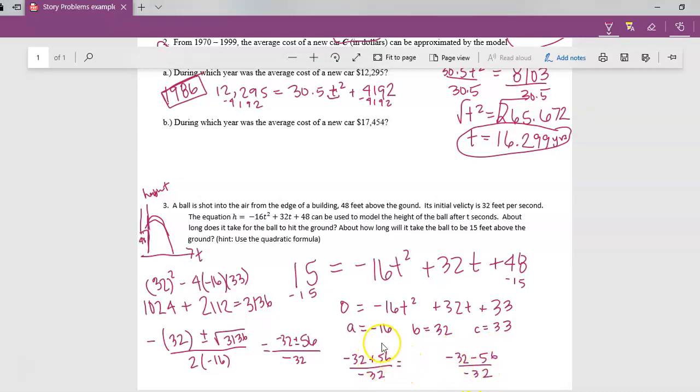So if I evaluate this one, let's see. This is going to give me -0.75. And because that one's negative, I'm not going to use that solution because we're talking, again, about time, which should be positive. So the next one, -32 minus 56 over -32, is equal to positive 2.75. So that's the one we want. It's going to take 2.75 seconds for it to be 15 feet above the ground.